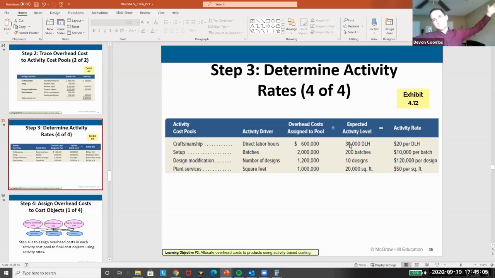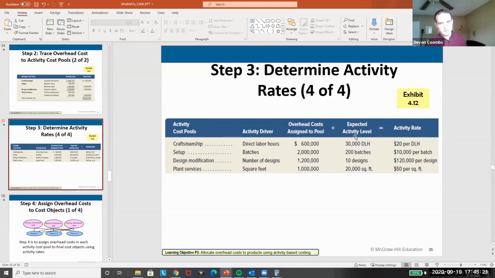So we're saying that maybe last month we had 29,000 hours. We expect it to be a busier month. So we're going to say 30,000 hours expected activity level. And then we say, well, we expect, and a good allocation is $20 for direct labor hour of craftsmanship.